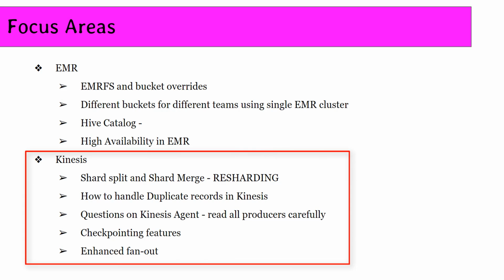In Kinesis, a very important topic is resharding. Then how do you handle duplicate records in Kinesis? These two are very important. I got a direct question on these two. Then I got a question on Kinesis agent also. There was a detailed scenario and I had to choose an option on the different producers. So which producer would fit in that particular scenario. Then the checkpointing feature is very important.